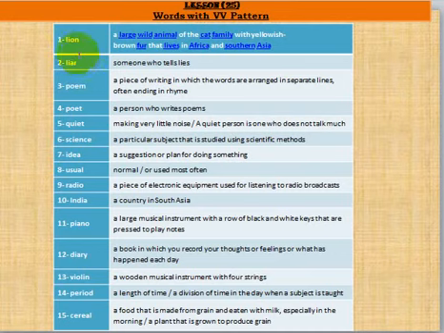Number 1, lion. Lion, of course, a large wild animal, you know it, of the cat family. Number 2, liar. Someone who tells a lie. If you tell lies, you are a liar. Number 3, poem. A piece of writing in which the words are arranged in separate lines, often ending in rhyme. Okay?